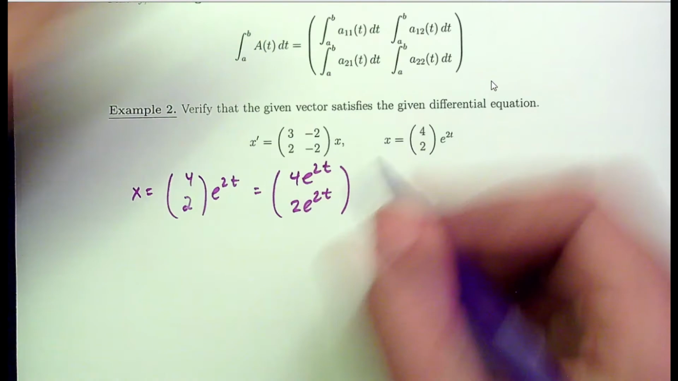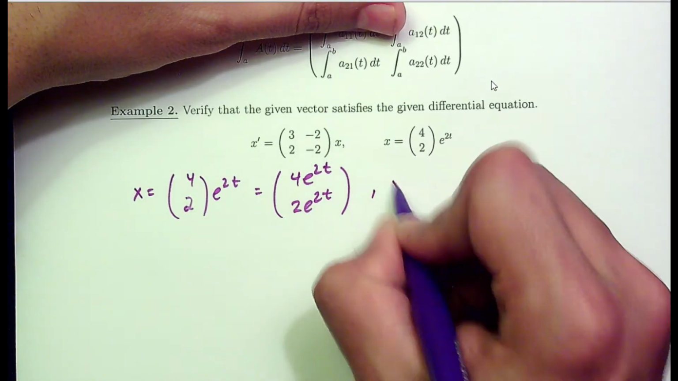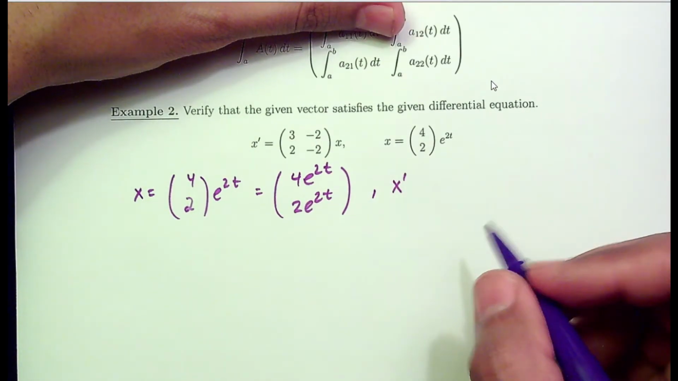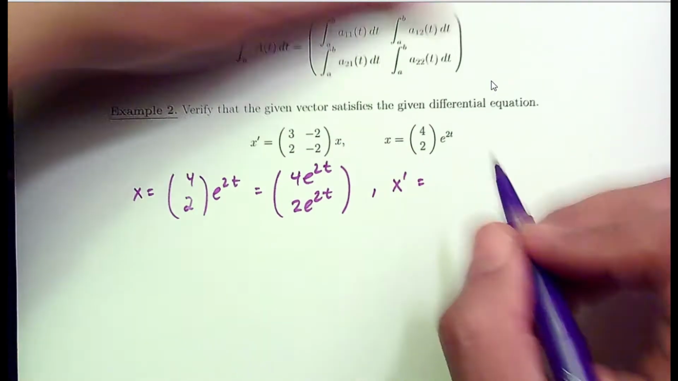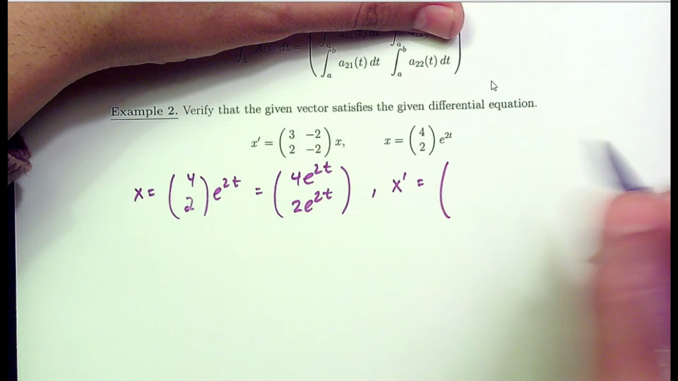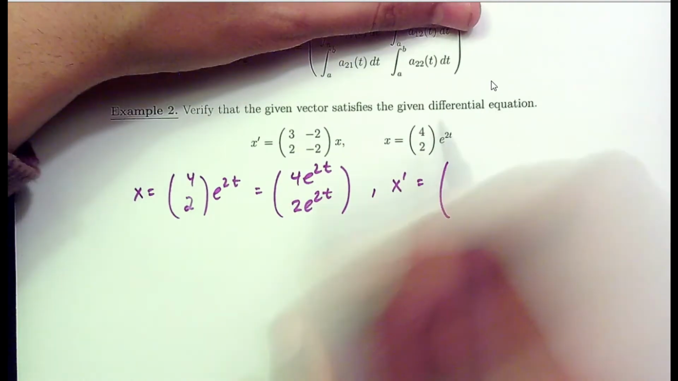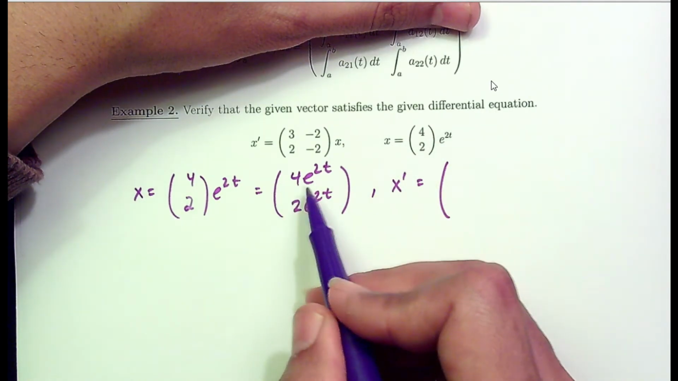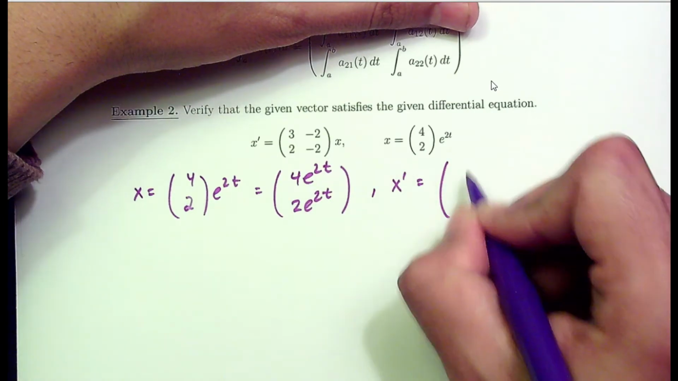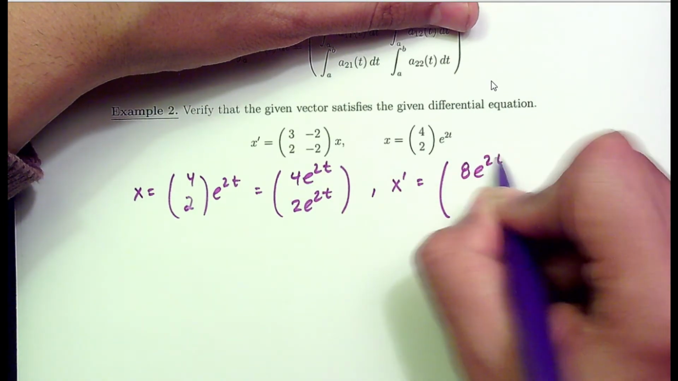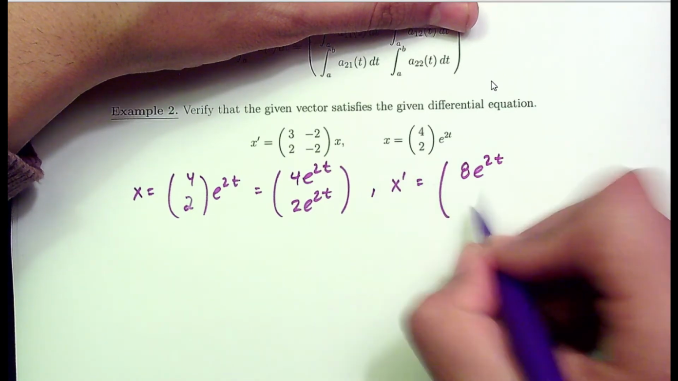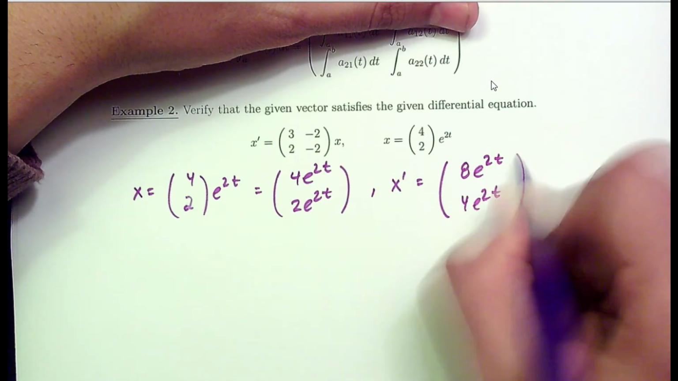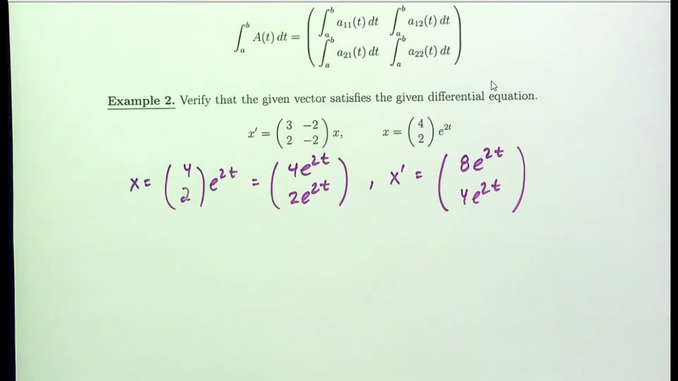Now, if that is x, then the derivative of x, and you can write parentheses t there if you want to, is just take the derivative of those. So the derivative of that is going to be 4 e to the 2t times 2, so that's 8 e to the 2t. And then the derivative of that is going to be 2 e to the 2t times 2, so that's 4 e to the 2t. So that is x, and that is x prime.